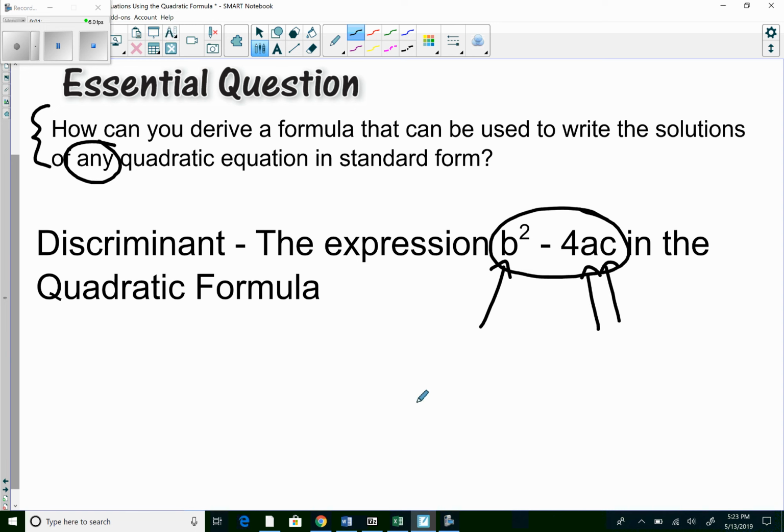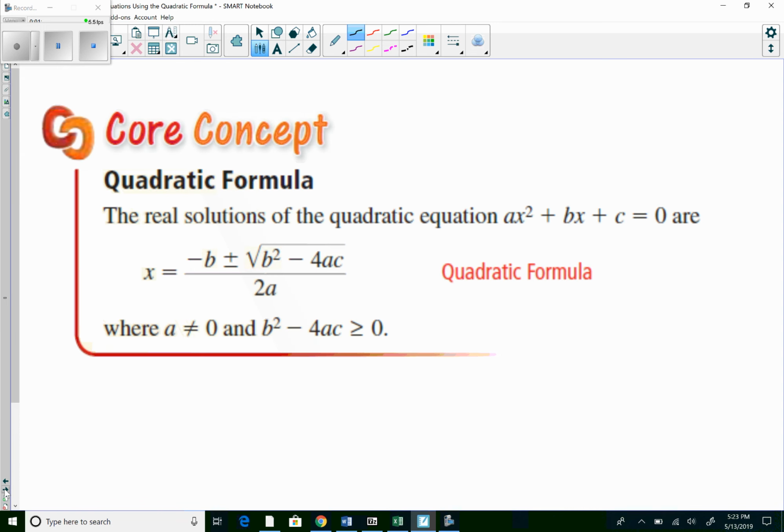Okay, so whenever you look at your standard form, remember, you've got ax squared plus bx plus c. So your b term is this middle one, a term is the first one, c term is your last one. But that's just a discriminant. Let's look at the actual formula. The real solutions of a quadratic equation, ax squared plus bx plus c equals 0, are, here's our quadratic formula.